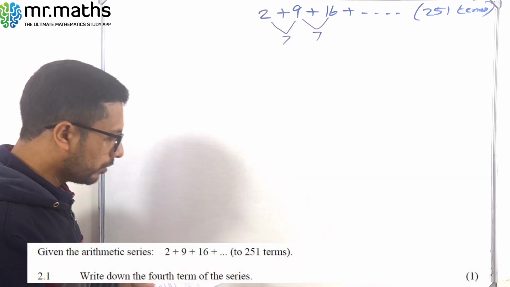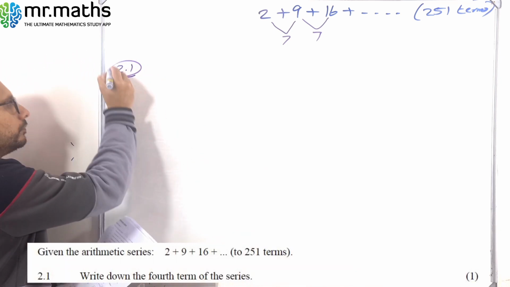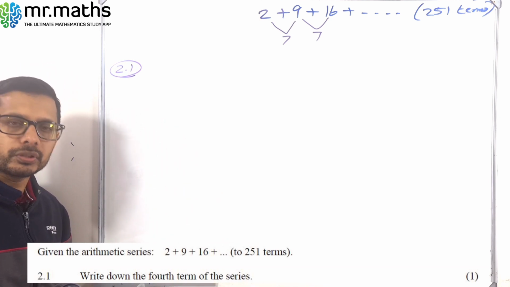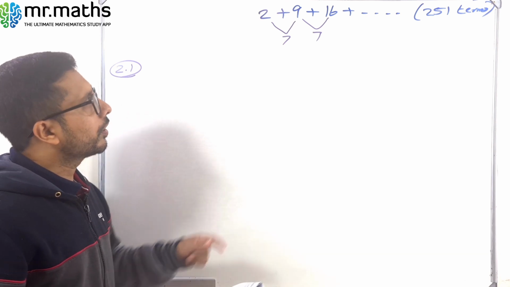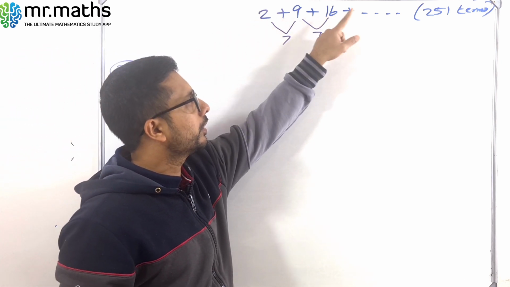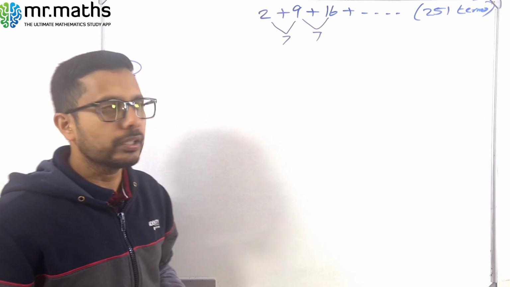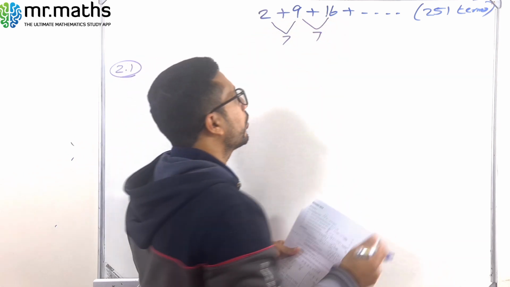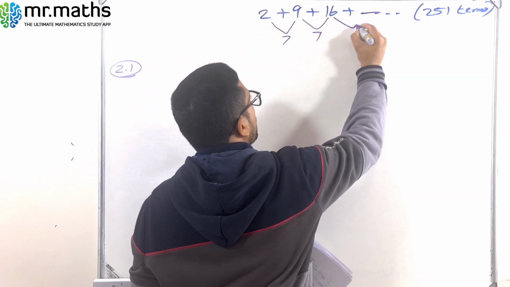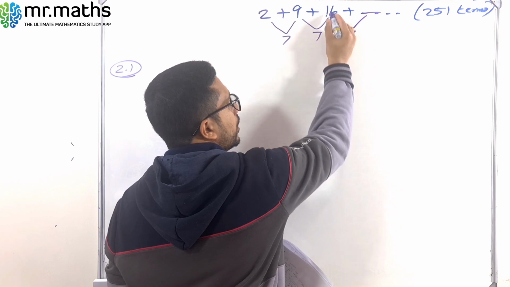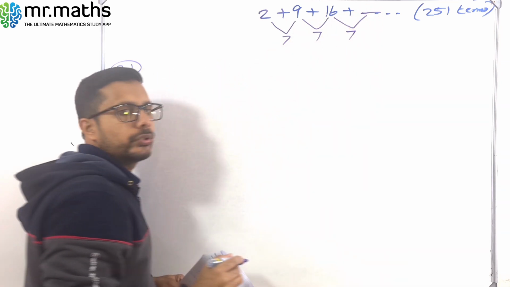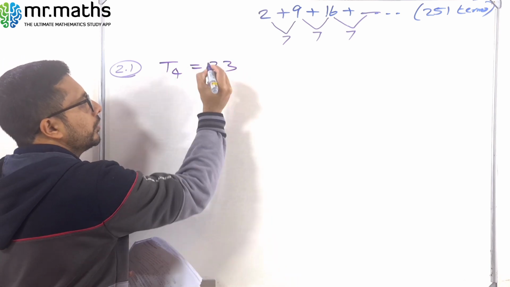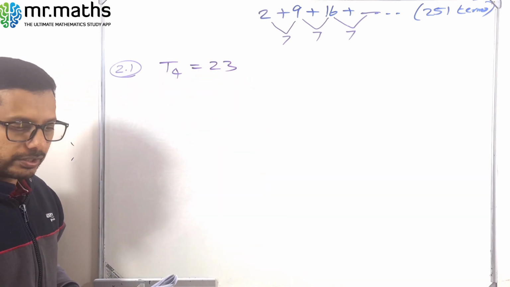Now let's look at the first question, 2.1. Write down the fourth term of the series. There are 3 terms given: first term, second term, third term, so you have to write the next term. 2 plus 7 is 9, 9 plus 7 is 16. Here also the common difference is 7, so 16 plus 7 is 23. So the fourth term of the series is 23.